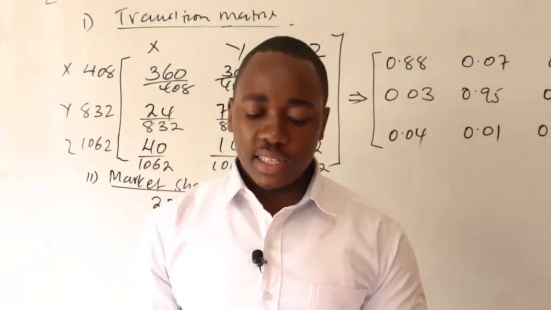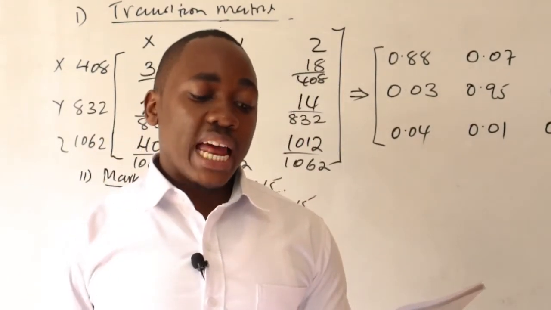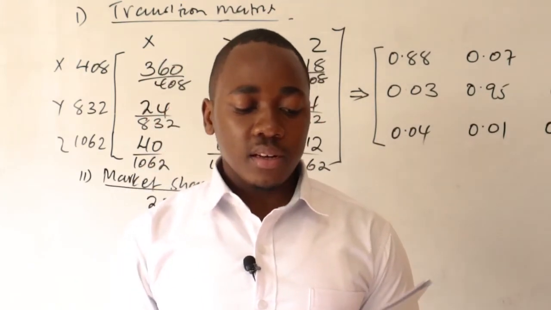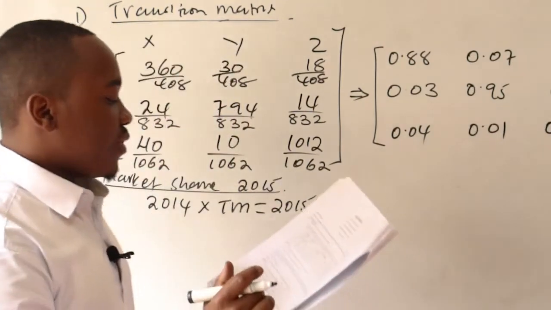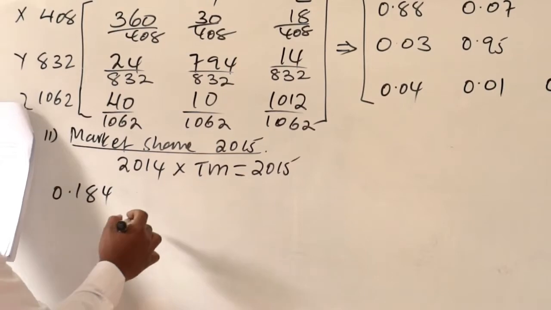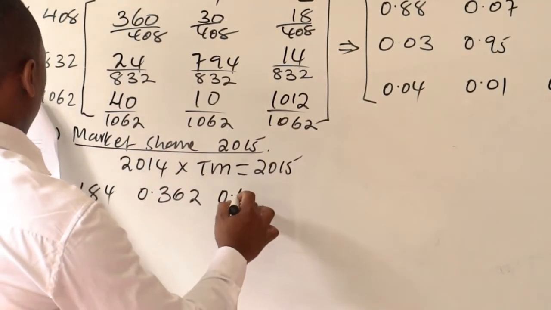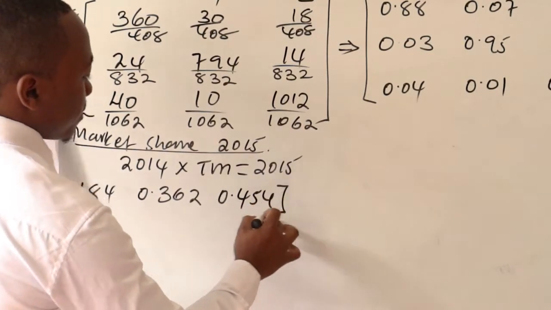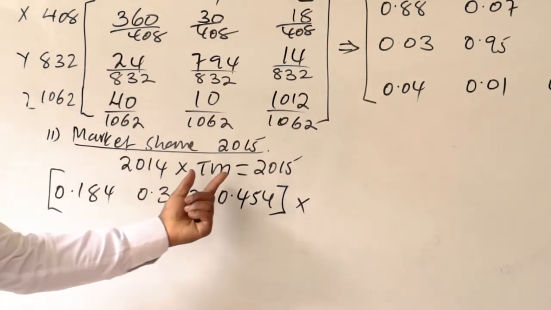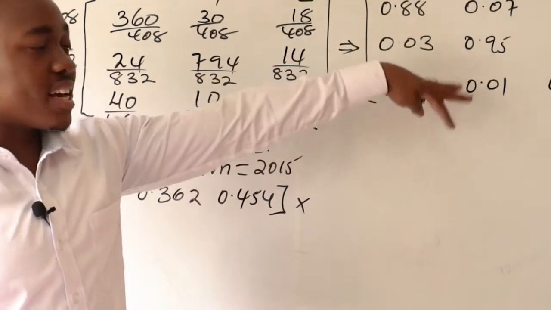From the question, you're already given that. After the flow of clients, you had the number of clients as at 1st December 2014, and then you have the market share. So you're already given the market share for 2014. For 2014, X had a market share of 0.184, Y had 0.362, and Z had 0.454. I multiply by the transition matrix. The transition matrix is what you have developed, and that one does not change.